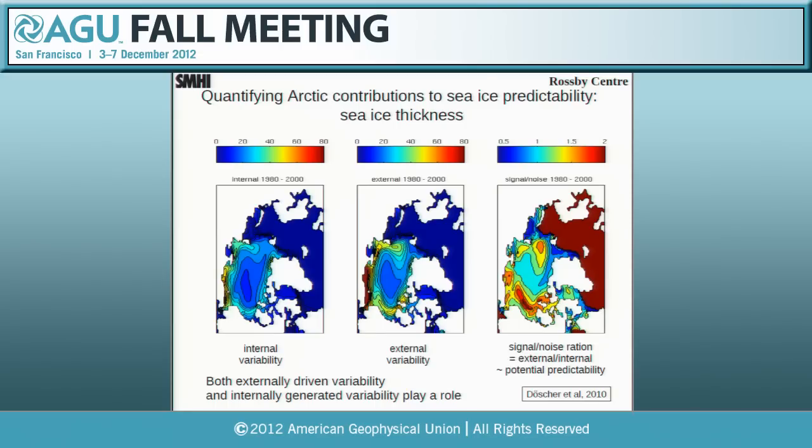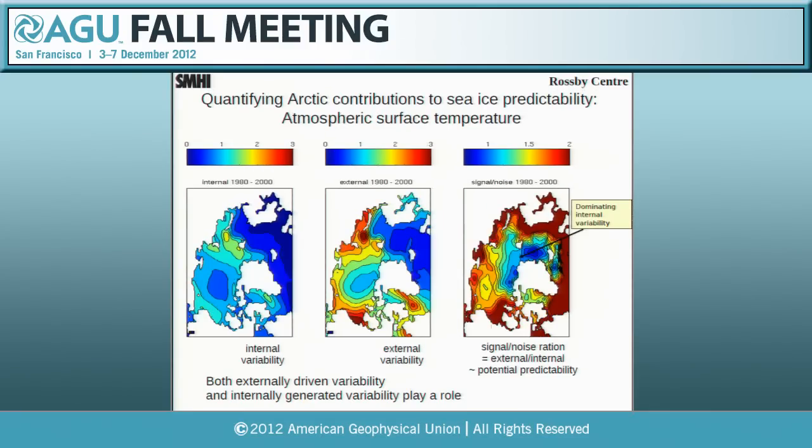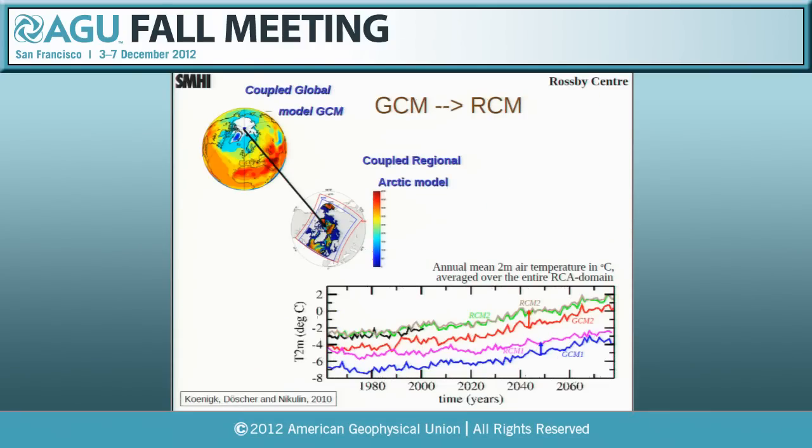So we can see that there are areas where both of them dominate. Also, the Arctic internal variability is dominating in areas where variability is small and ice is relatively thin. But after all, both externally driven variability and internally generated variability play a role in the Arctic. That was one study.